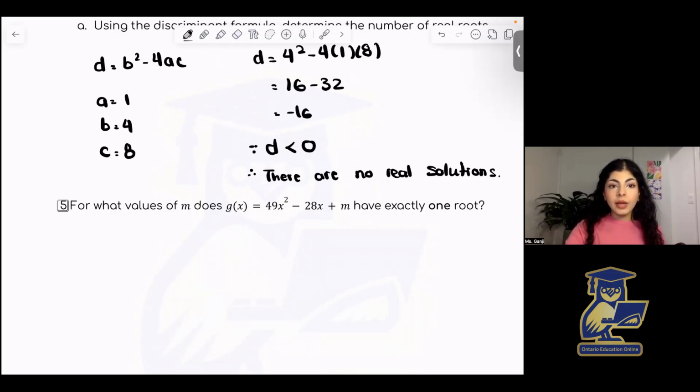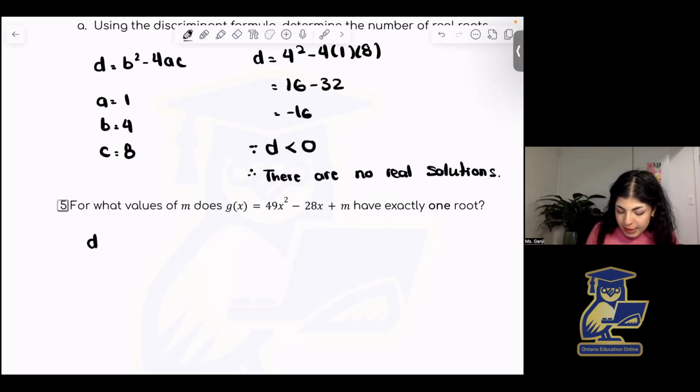Okay. And for our last problem today, you are asked for what value of m does g of x have exactly one root? And we see that m is used here instead of c. So, for this, we would need to use the discriminant because it's telling us the number of roots. We don't need to know necessarily what the root is or solve this in any way, for example, like with point of intersections, we just have to use the discriminant because it's the number of roots.